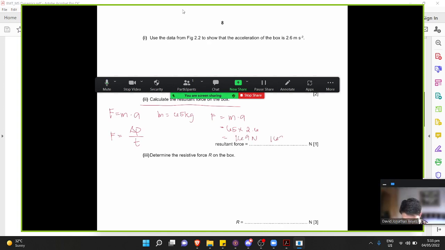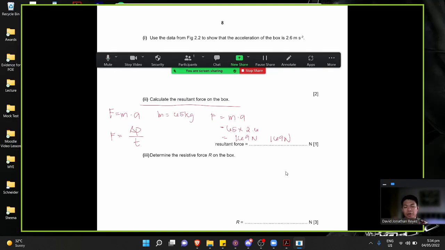169 newtons. Now, for the last part, you are asked to solve for the resistive force on the box. For this one, you'll be needing additional information in order for us to solve for the resistive force on the box. Alright, so how are we going to solve for the resistive force on the box?